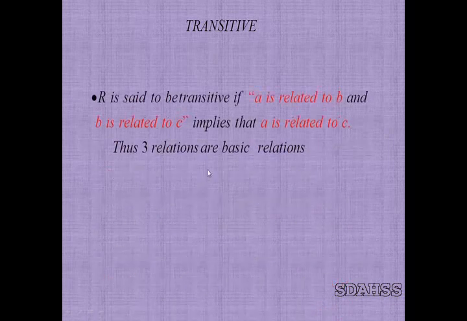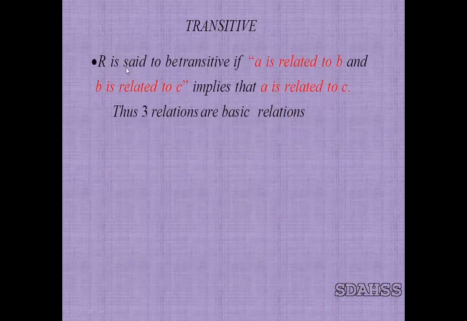Next, transitive. R is said to be transitive if A is related to B and B is related to C implies that A is related to C. So these three relations are basic relations.